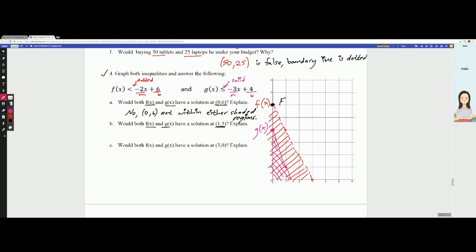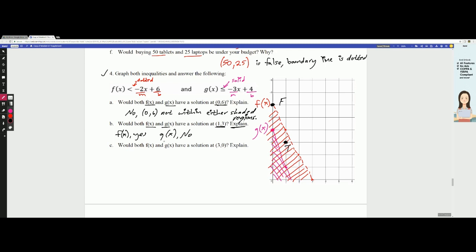All right, would both f of x and g of x have a solution of 1, 3? Let's take a look. So 1, 3. Oh, it's true for f of x, but it's false for g of x. You guys see how it's under f of x, but not g of x, nowhere near. All right, so f of x, yes. G of x, no. Okay, and again, it's because it's true for f of x, but it's not within g of x's shaded regions. Okay, and that's the explanation.